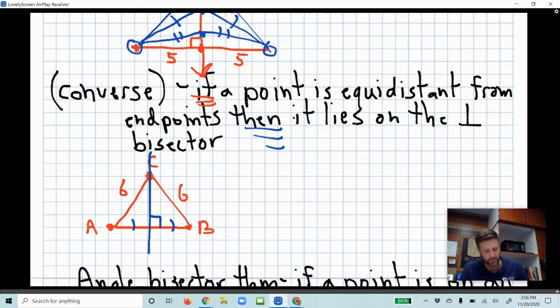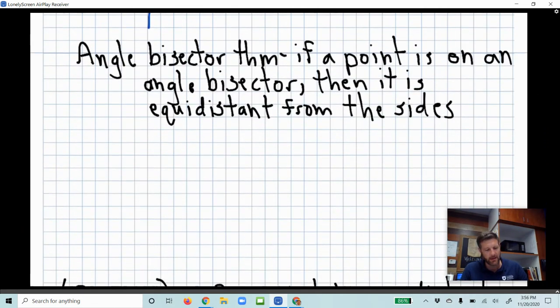I know, I told you, stuff you've always wondered about. And second one, we have this other one. This is the angle bisector theorem, and that is if a point, so we'll start with that. If a point lies on an angle bisector, then it's equal distance from the side.